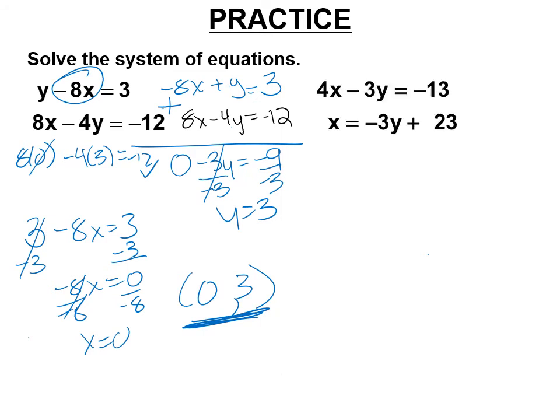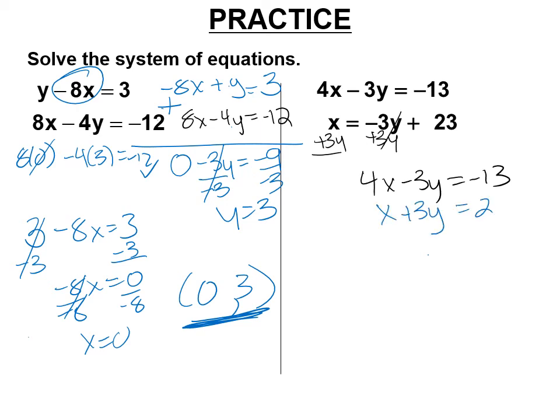Same thing. Now we got to get x and y on the same side. So the top one is good to go. I didn't give myself enough room, though, so I'm going to have to rewrite things. This one, I'm going to add 3y to both sides. And so I'm going to get this new equation, which is x plus 3y equals 23.